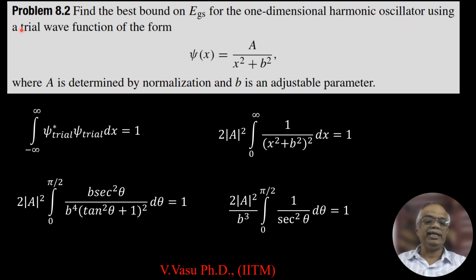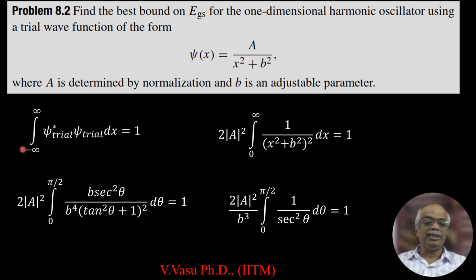oscillator using a trial wave function of the form psi of x is equal to A divided by x squared plus b squared, where A is the normalization constant and b is the adjustable parameter. So first we have to find the normalization constant.